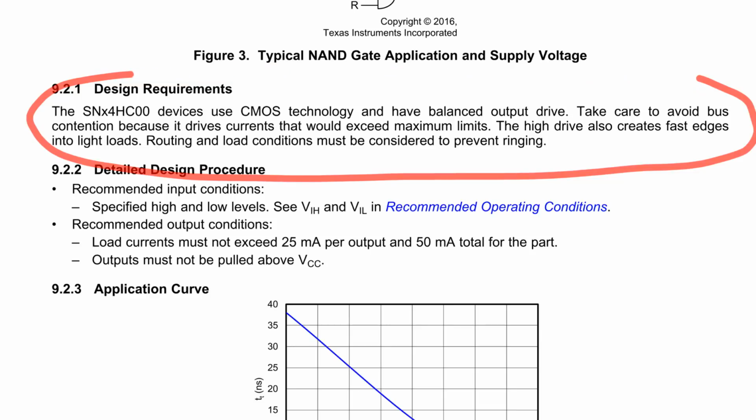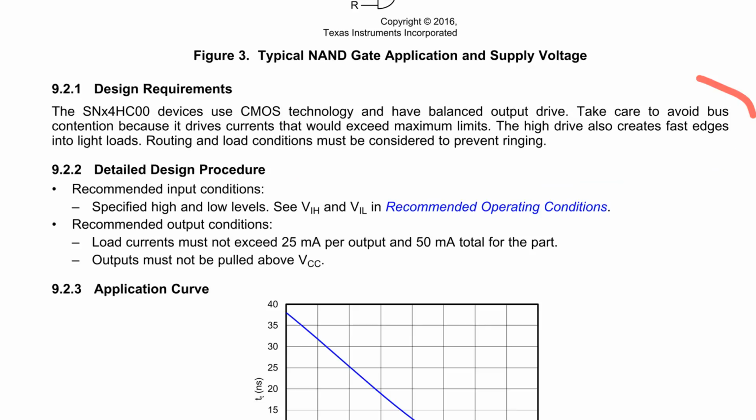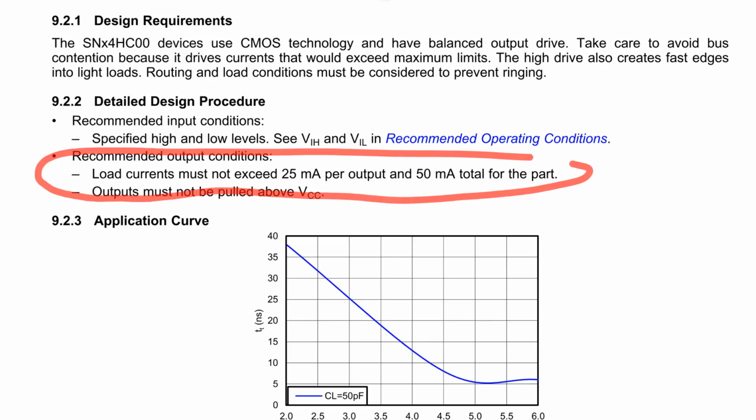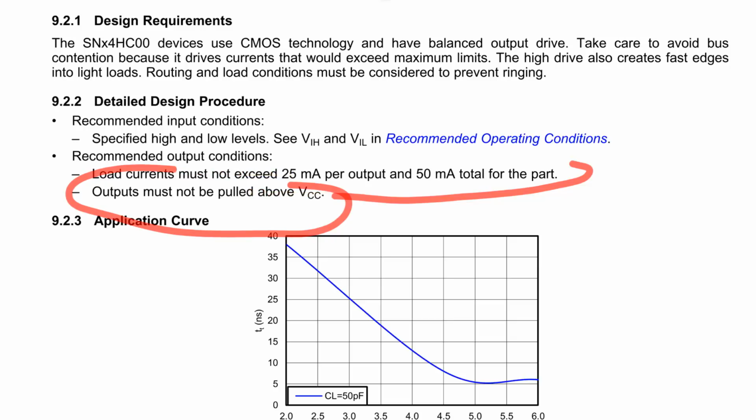Take care to avoid bus contention because it drives currents that would exceed maximum limits. The high drive also creates fast edges into light loads. Routing and load conditions must be considered to prevent ringing. And that's all to do with PCB layout, routing, and stuff like that. And here you go, they actually explicitly tell you what we talked about before. Load currents must not exceed 25 milliamps per output and 50 milliamps total for the part. And outputs must not be pulled above VCC. Thank you very much. Just don't hurt your little gate.